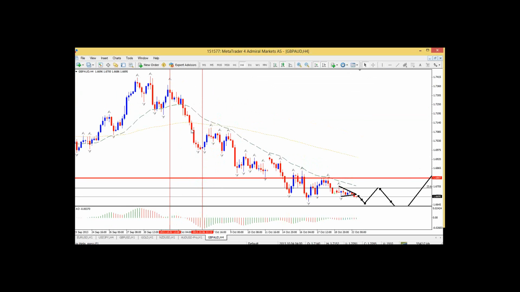So once again, just to summarize, what are the characteristics of an impulse? The closes are near the low. The candles with the trend are bigger, right? So in this case, the downtrend, the down candles are bigger, with smaller candles to the upside. And we see of course, most of the candles are with the trend. So in this case, most of the candles are bearish. That's an impulse.